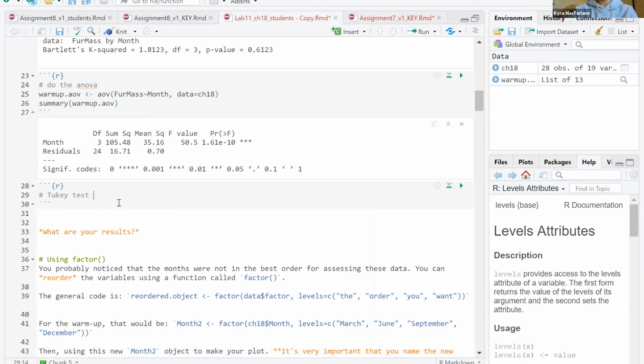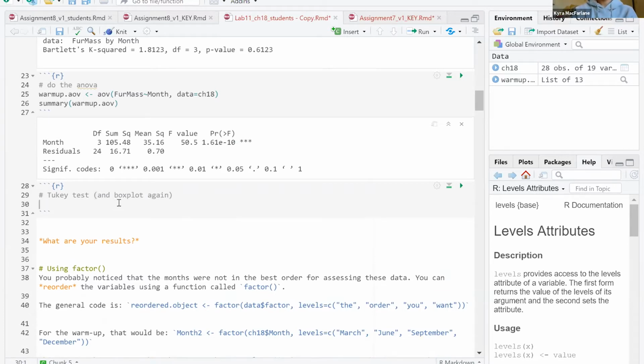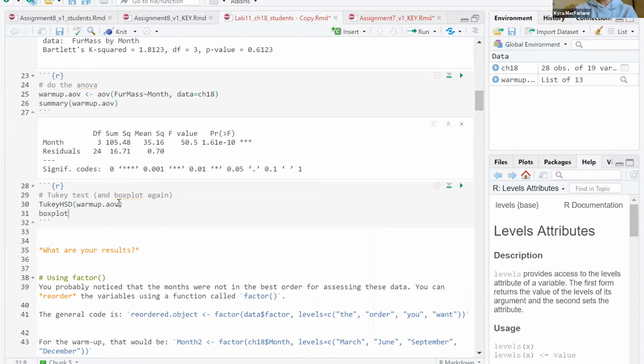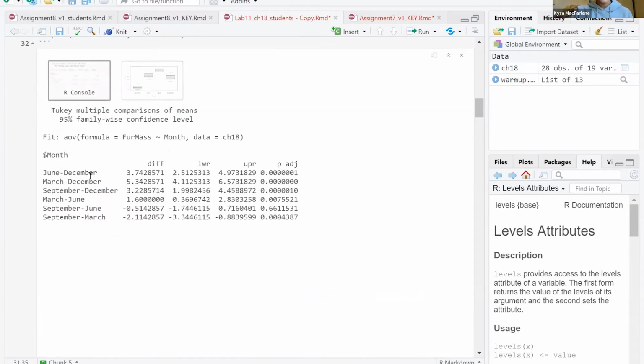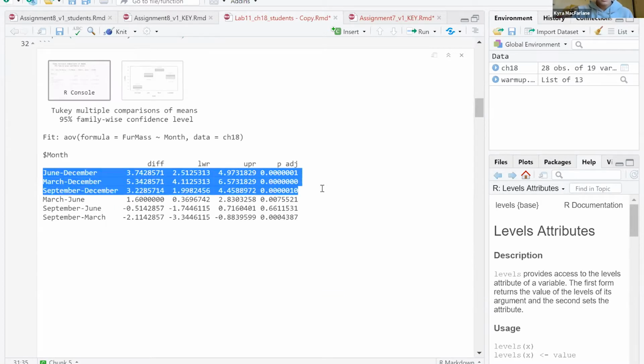And I'm going to print the box plot again. So the Tukey test, we do that on the ANOVA. So warm up AOV, and I'm going to make the box plot again. Or you can just copy it from above since you've already made it. And we find, let's look at the December chunk first. So all months compared to December, we find that all months are significantly different from December.